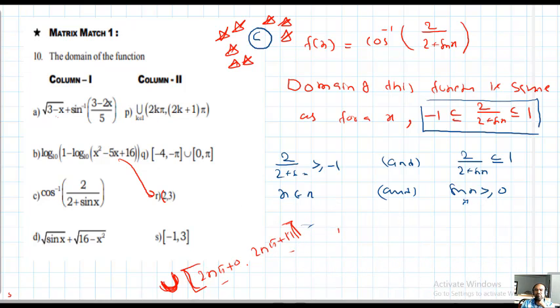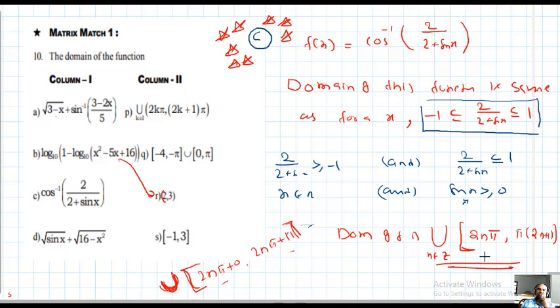Final domain of function. Domain of f is the union of the closed interval, this one. Here I want to take 2n pi, I will write as it is. Comma, here I can take pi common. After taking pi common, what we will get? 2n plus 1 we will get. So what is n here? n is an integer, should mention here. So this is the solution of this problem.